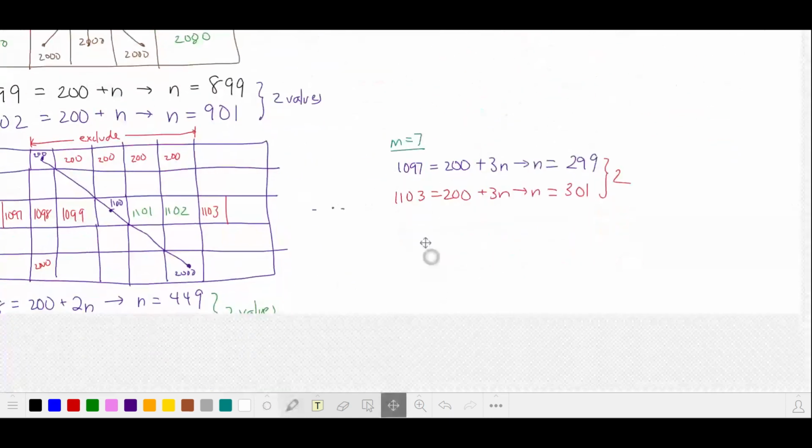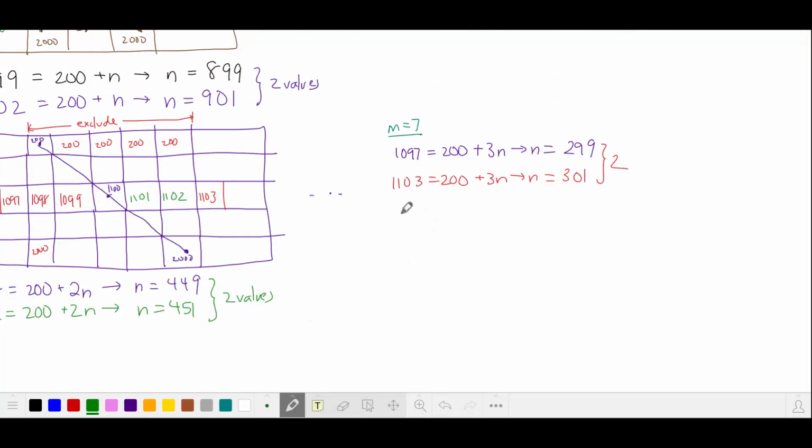Let's see if we can estimate what we get for m equals 9. We're going to not want 200 to be 1 to the left of 1097, so that's 1096. 200, we're going to add another row here, so that's plus 4n. Solving for n, we get 224, which is even. And then if we go with 7 rows, we don't want 200 to be at 1104, just 1 to the right. So n is going to be equal to 226.